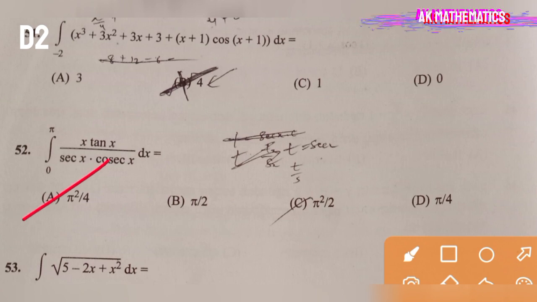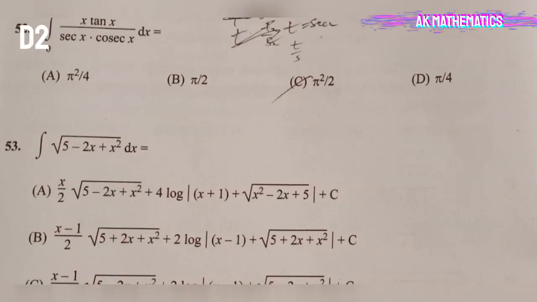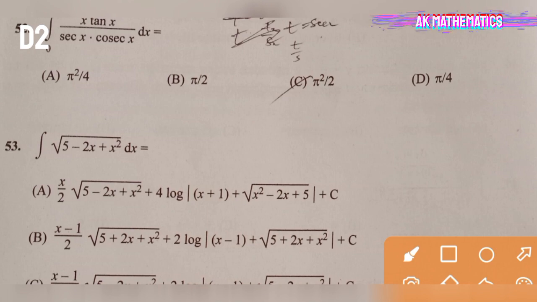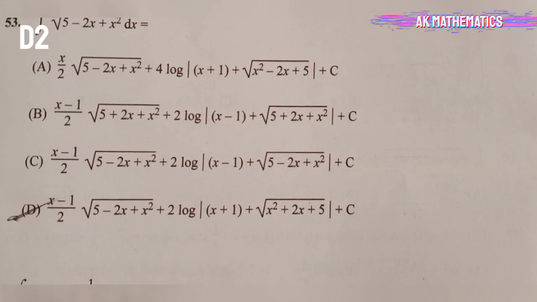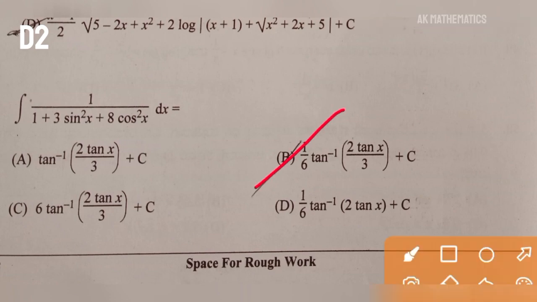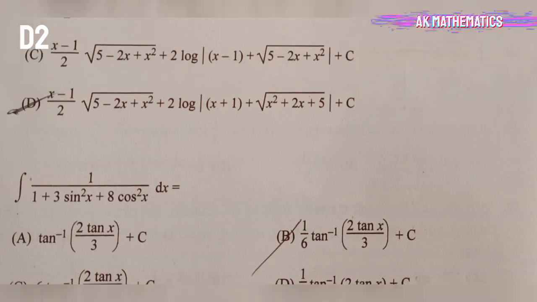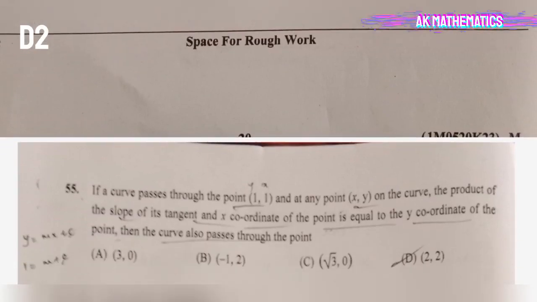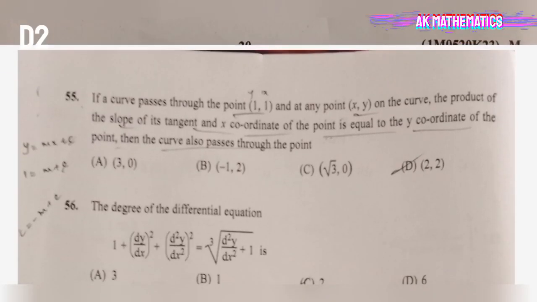Option number 53, it is C. Option number 54, it is option B, 1 divided by 6 tan inverse of 2x by 3 plus c. Okay, now let us move for the next question, that is 55. Question number 55, if a curve passes through the point 1 1 and at a point xy. The answer for 55th question is D.